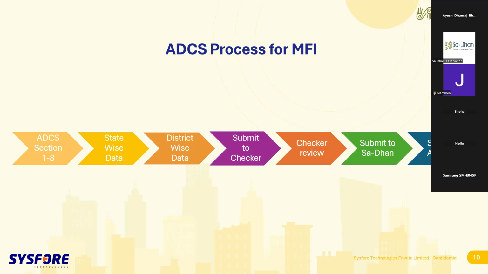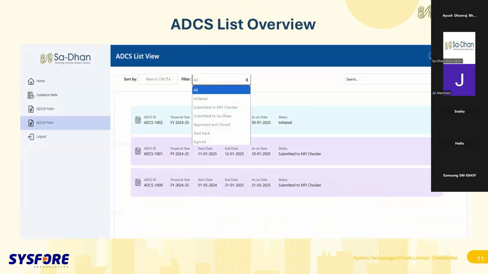And moving on to the next slide, we have the ADCS list overview. In this ADCS list overview, similar to the QDCS, we have the list of ADCS. Also, we have the sort by option as discussed before, the filter option and the search option. Here, similar to QDCS, we have new to old and old to new, which you can sort upon. And filters you have are initiated, submitted to MFI checker, submitted to Sa-Dhan, approved and closed, sent back and expired. And also you have the search option.